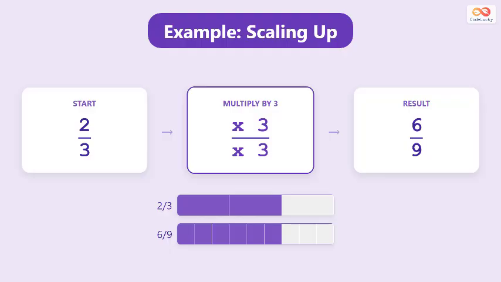Let's try an example of scaling up. Suppose we have the fraction 2/3 and we want to find an equivalent fraction with larger numbers. We can choose any number to multiply by. Let's pick 3. We multiply the top, 2 times 3 is 6, and we multiply the bottom, 3 times 3 is 9, so 2/3 is equivalent to 6/9.